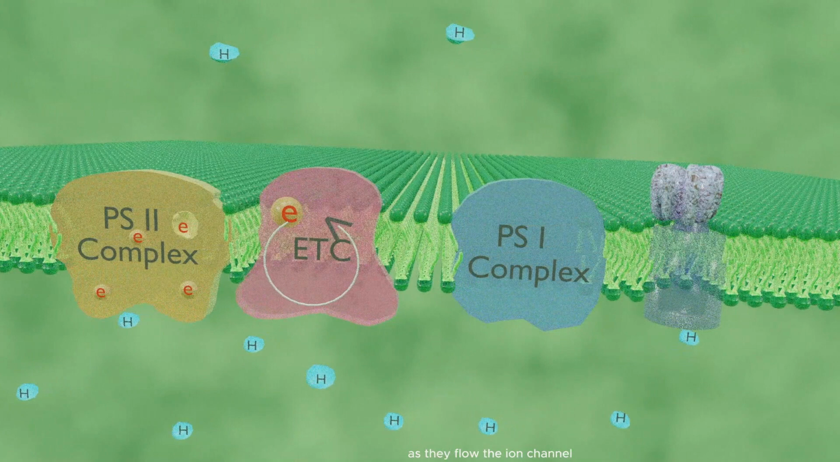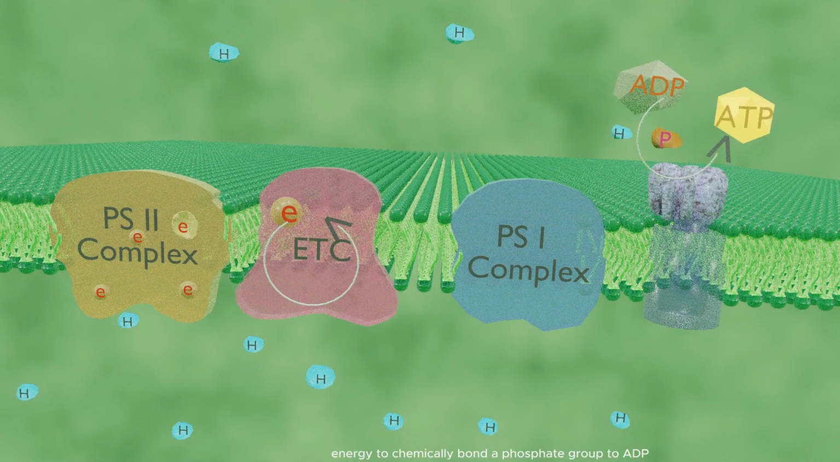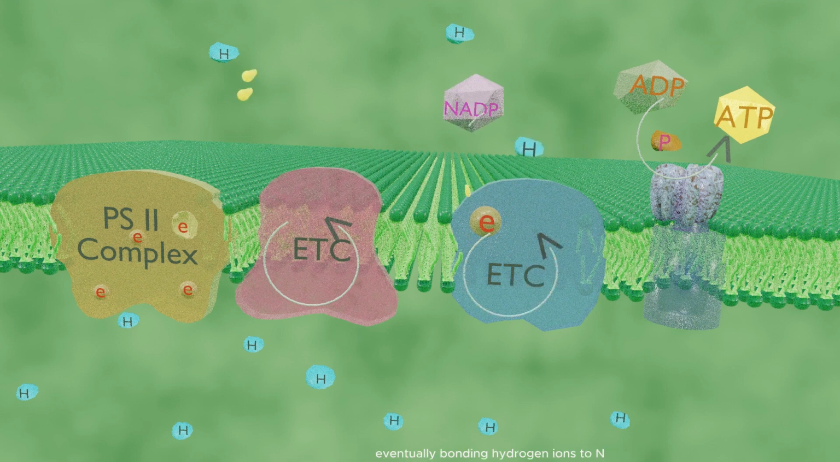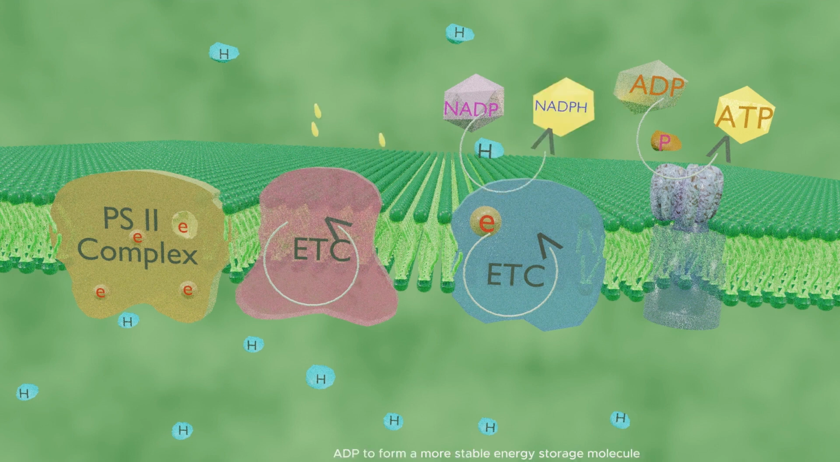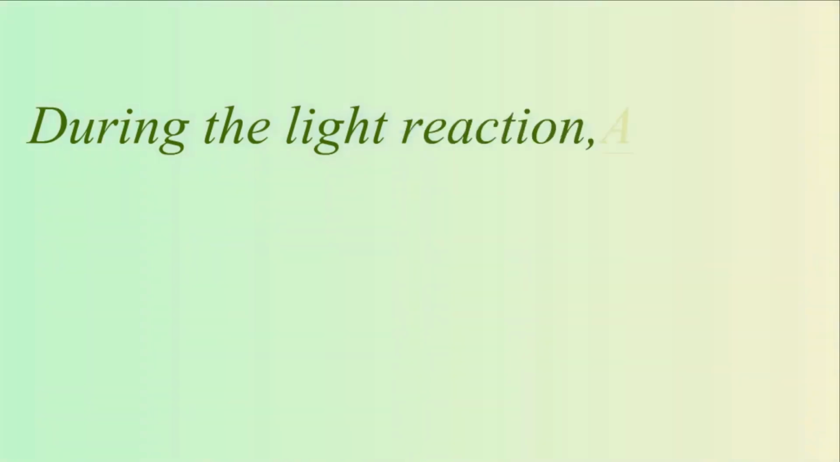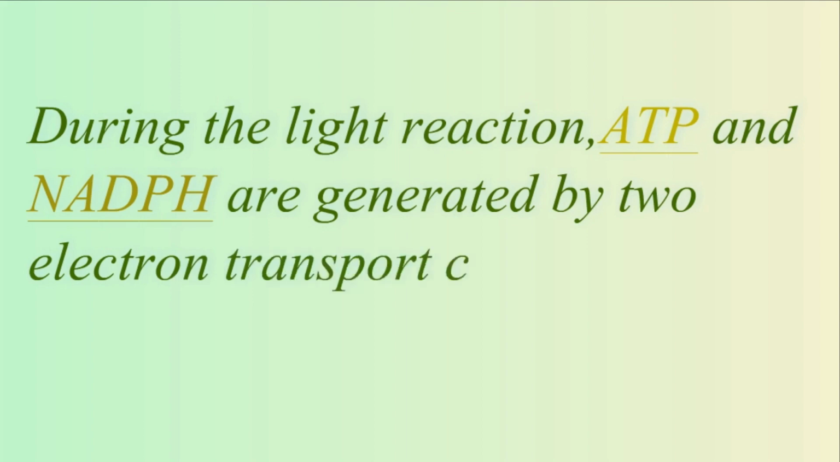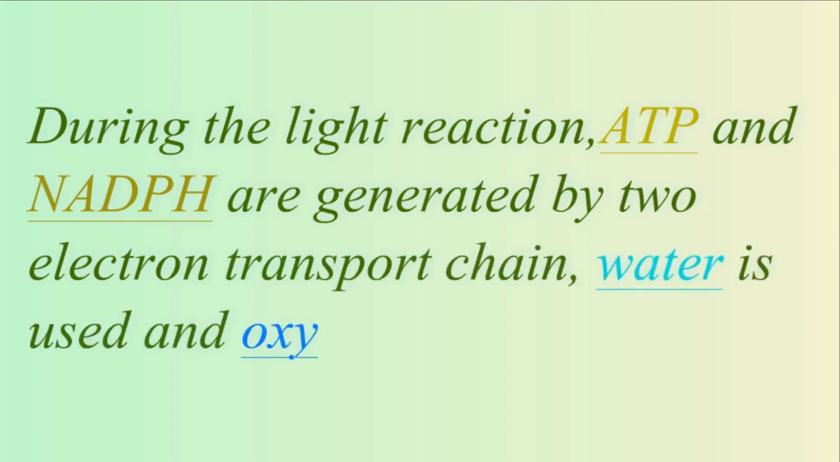As they flow, the ion channel enzyme ATP synthase uses their energy to chemically bond a phosphate group to ADP, making ATP. Light re-energizes the electrons, and they travel down a second electron transport chain, eventually bonding hydrogen ions to NADP to form a more stable energy storage molecule, NADPH. During the light reactions, ATP and NADPH are generated by two electron transport chains. Water is used, and oxygen is produced.